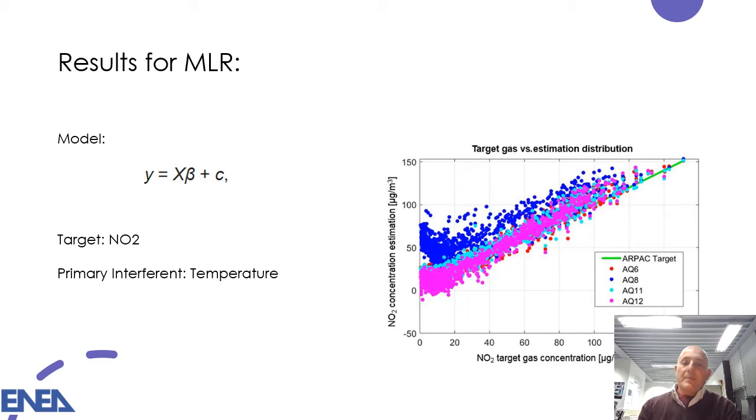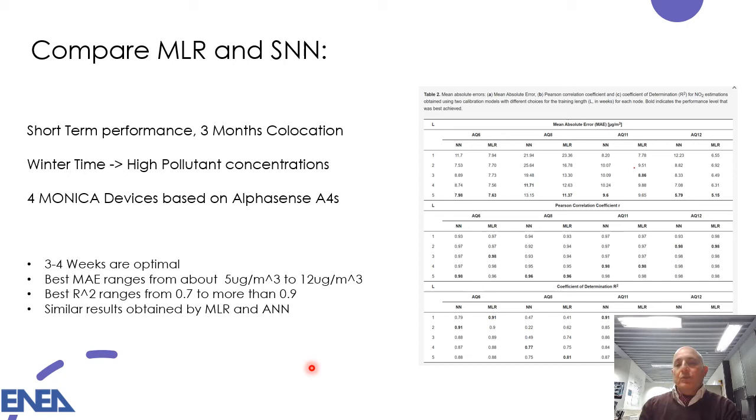And here, let's see a table that you may find in the literature comparing different multi-sensor device performance for two different models, at different lengths of the calibration duration, the collocation duration. So we are trying to understand in this particular experiment the short-term performance by using a 3 months collocation dataset. It is winter time, so we have high pollutant concentration, so this has to be taken into account. We have four Monica devices based on the AlphaSense A4S class sensors. So what does this table tell us?